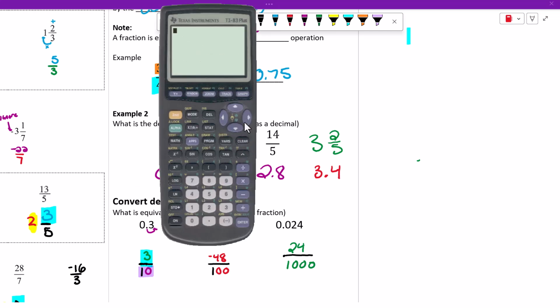So there will be questions like this that may throw you off. We talked about decimals, but some of them are a little bit trickier. So that's 3.4.